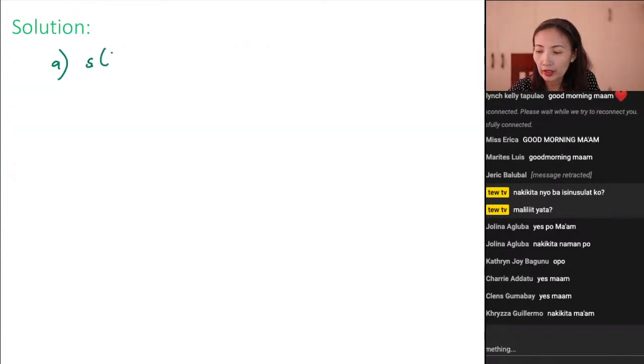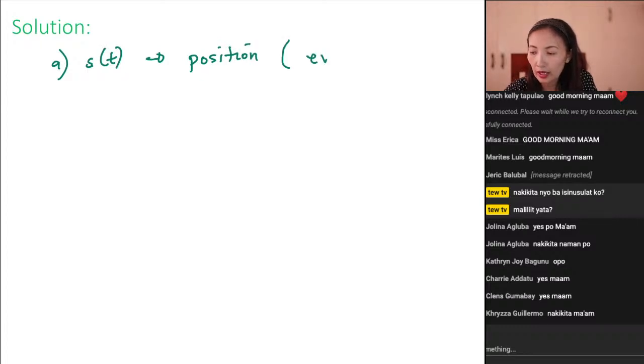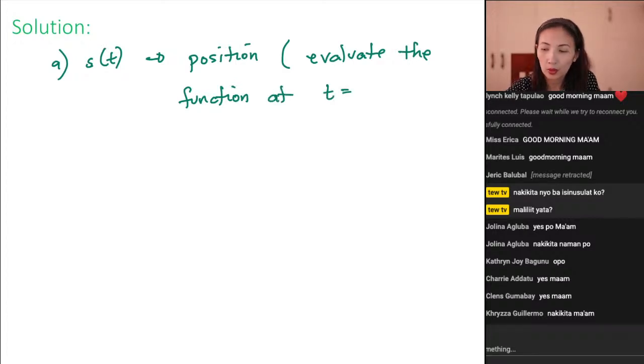So, what if it asks for position? All you have to do is evaluate the function at t equal to blah, blah, and blah, whatever that t value is.